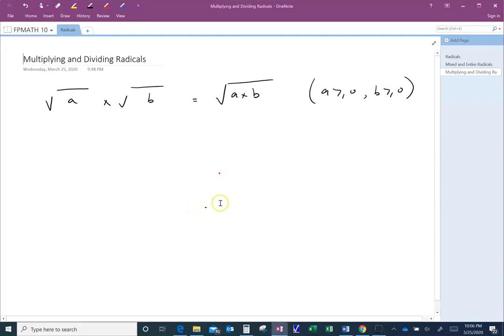Hello again. So today we're going to talk about multiplying and dividing radicals. We're going to start with this first rule, multiplication.